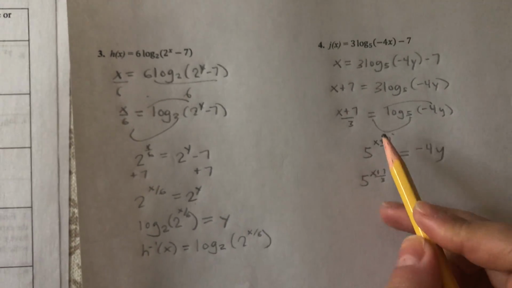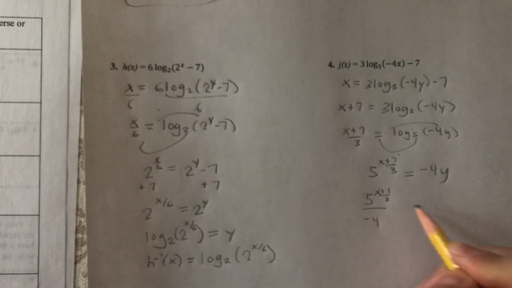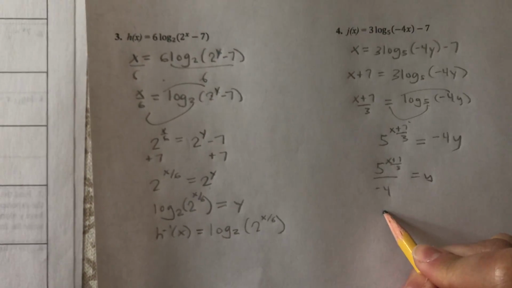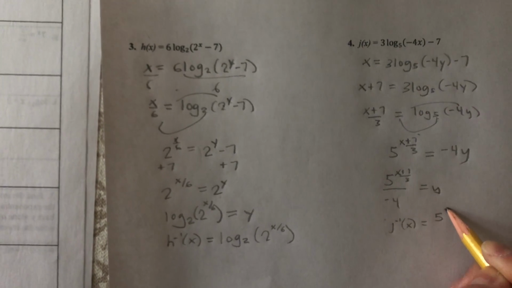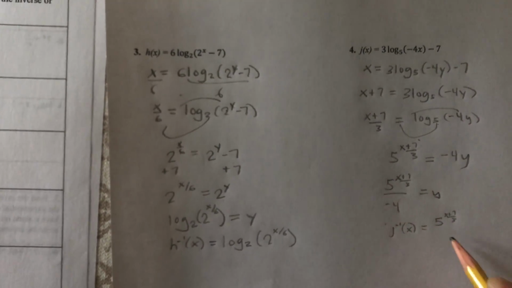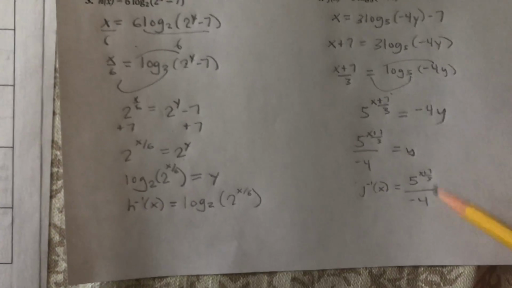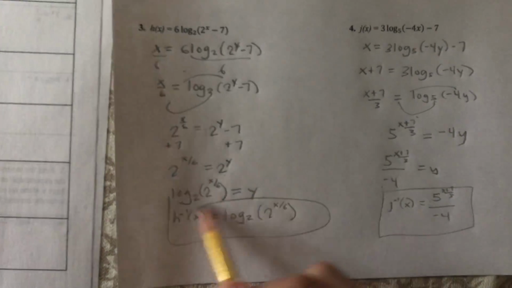This is an exponent, you know, for the 5. Inverse function notation is j to the negative 1 of x: 5 to the x plus 7 over 3 divided by negative 4. Okay? That's pretty much it for these.